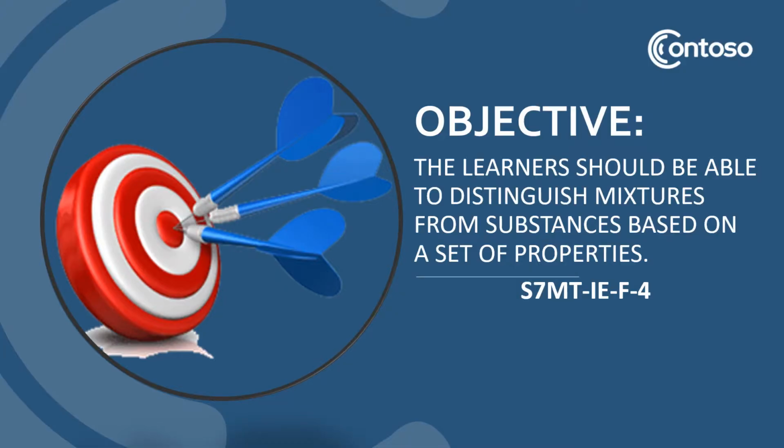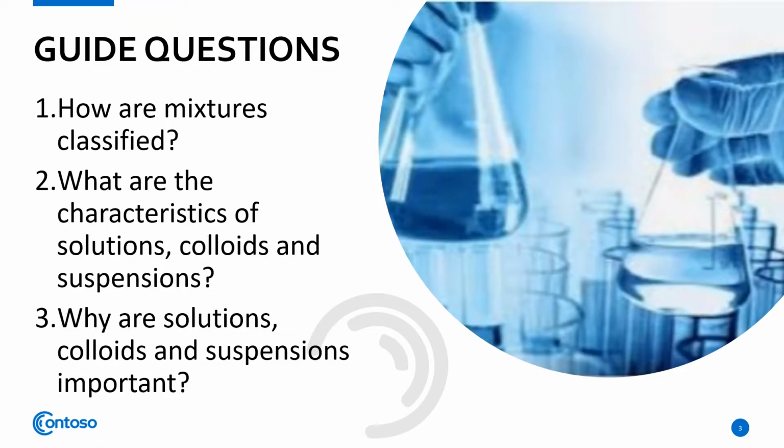Again, here's our objective. The learner should be able to distinguish mixtures from substances based on a set of properties. Let us all be guided by these questions. Number 1, how are mixtures classified? Number 2, what are the characteristics of solutions, colloids, and suspensions? Number 3, why are solutions, colloids, and suspensions important?